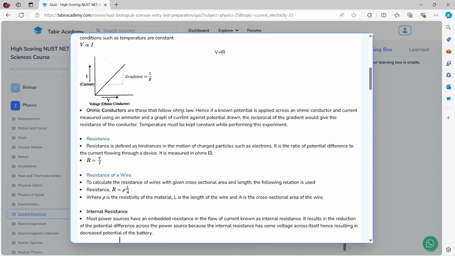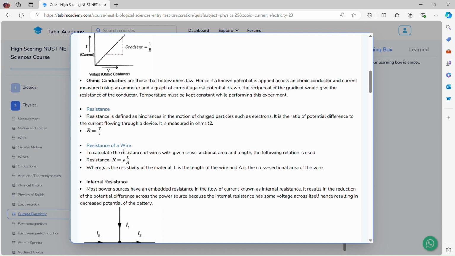Ohmic conductors are those that follow Ohm's law. Hence, if a known potential is applied across an ohmic conductor and current measured using an ammeter and a graph of current against potential is drawn, the reciprocal of the gradient would give the resistance of the conductor. Temperature must be kept constant while performing this experiment. Resistance is defined as hindrances in the motion of the charged particles such as electrons. It is the ratio of potential difference to the current flowing through a device. It's measured in ohms, and R equals to V over I.